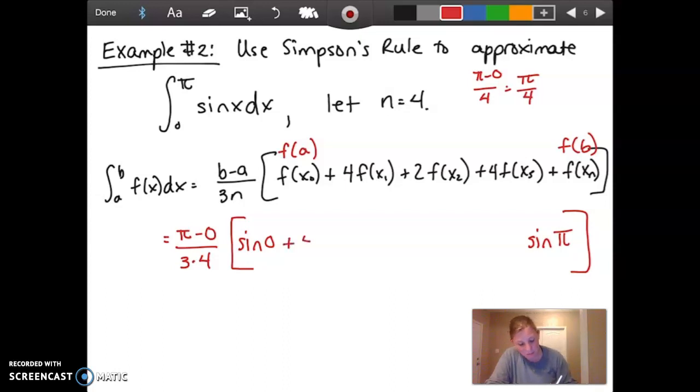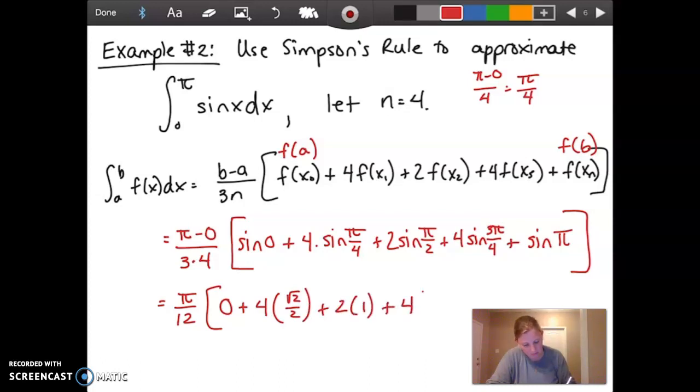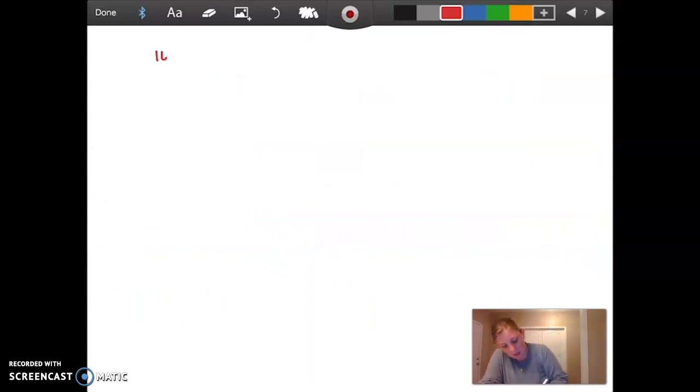So this becomes plus 4 times the sine of pi over 4, plus 2 times the sine of pi over 2, plus 4 times the sine of 3 pi over 4, plus the sine of pi. Then when I start simplifying, this gives me pi over 12 times 0 plus 4 times radical 2 over 2, plus 2 times 1, plus 4 times radical 2 over 2, plus 0. When I clean this up a little bit, I'm going to go ahead and move it over to the next page. I have pi over 12.